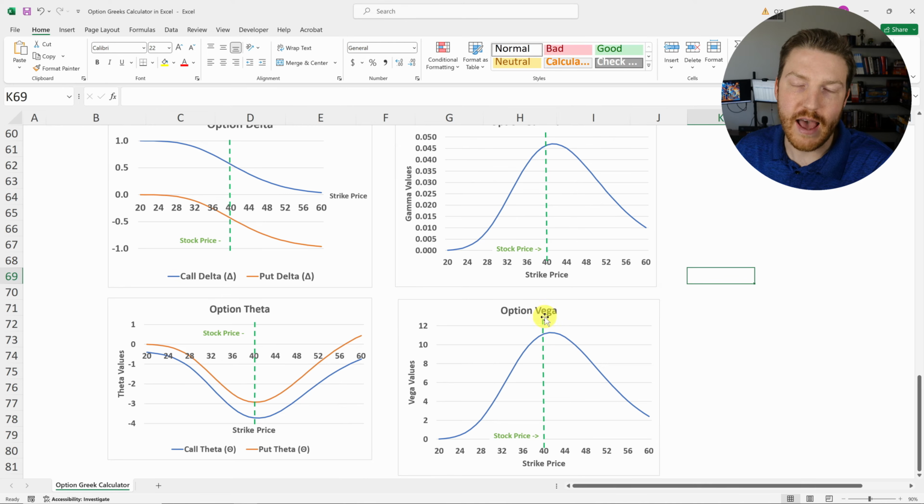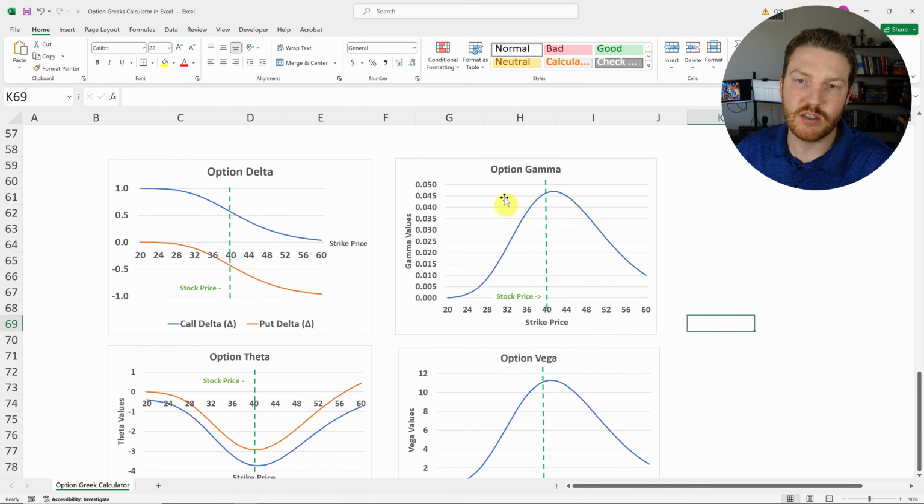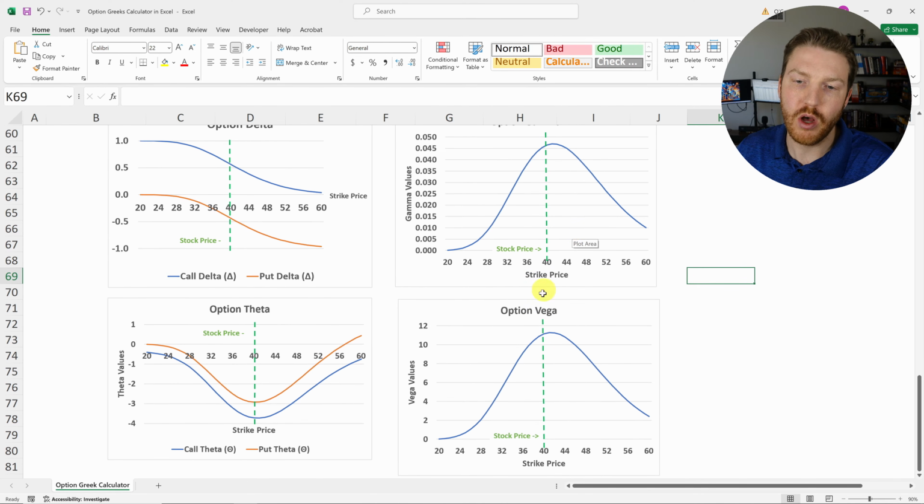Now, why is that? Well, it is the same reason. It's the same thing as what we saw with option gamma. So when the option is at the money, there is the greatest level of uncertainty as to whether or not the stock will expire in the money. There's a lot of uncertainty here. It could go either way.